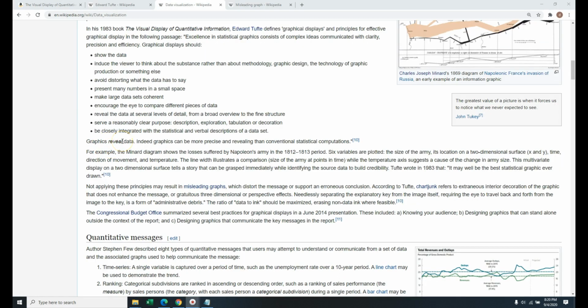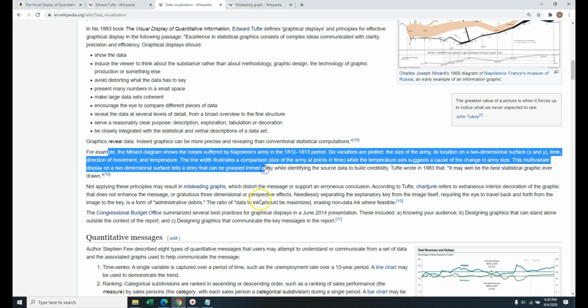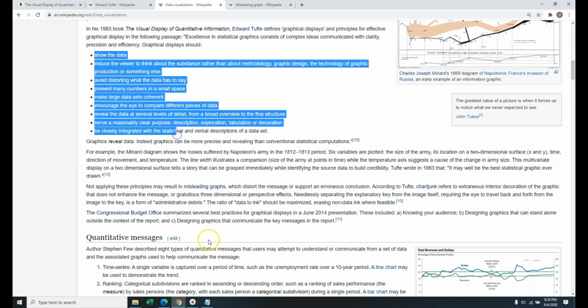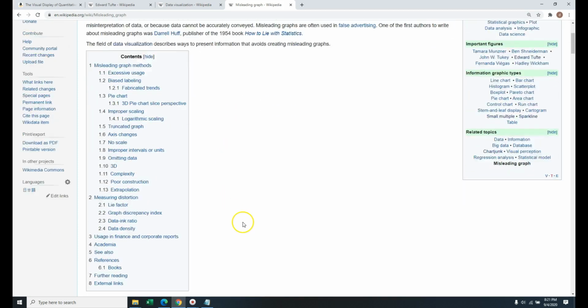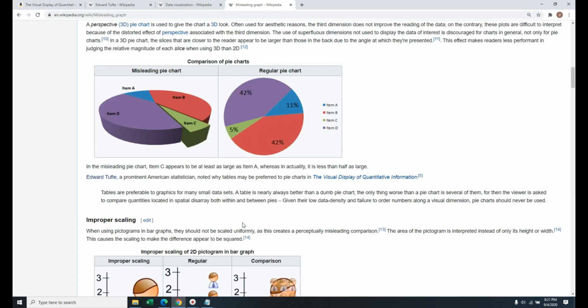Graphics reveal data. Indeed, graphics can be more precise and revealing than conventional statistical computations. And then you have the example in the story I showed you before. And then it goes on to say that not applying these principles may result in misleading graphs. I am on the Wikipedia page on misleading graphs, and you can just scroll down and see all the examples. The first one refers to pie charts.